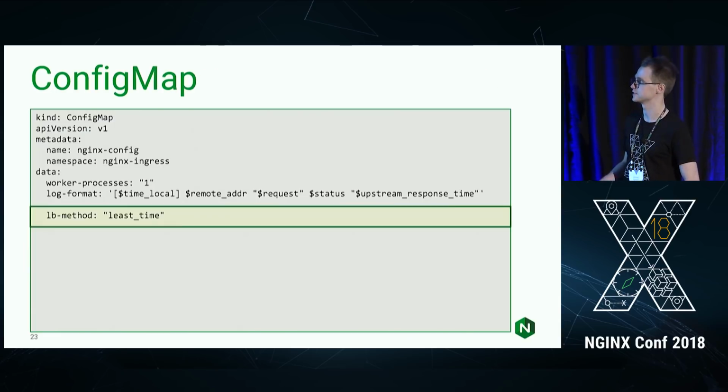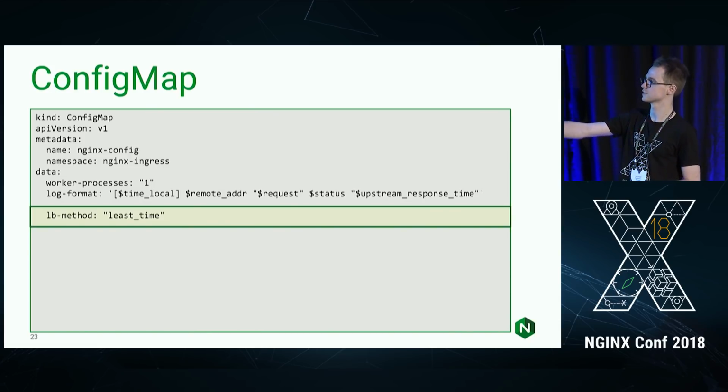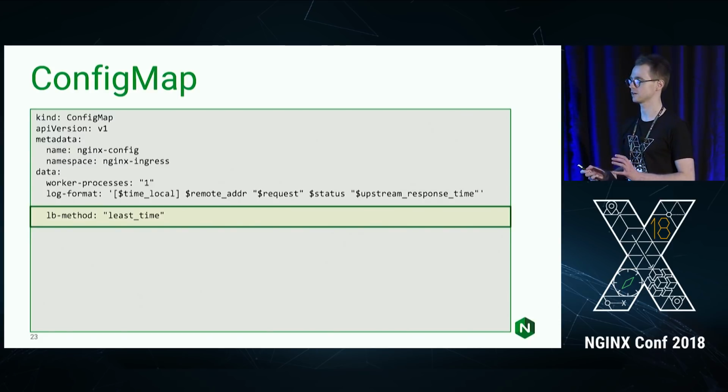And let me show you another example of such a ConfigMap resource. So we extended the previous one. So now we use the lb-method key, and we specify the least_time algorithm. So this is telling the Ingress controller to configure upstreams across all the Ingress resources that you have with the least_time load balancing method. Okay.